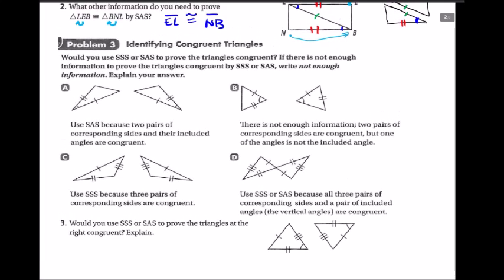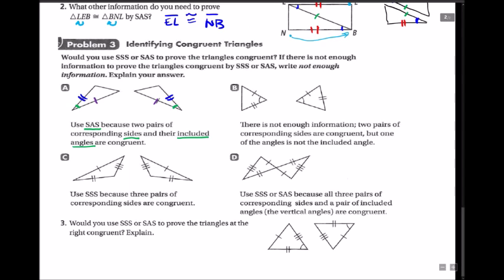All right, let's determine if the triangles are congruent. Would we use side, side, side, or side, angle, side, or is there just simply not enough information? Well, let's look at these. I have a side, and another side, and another side. This is looking good so far. And an angle, and an angle. I see two sides and an angle, and the angle is included. So that would be SAS, because we have sides and the included angle. So that one was good.